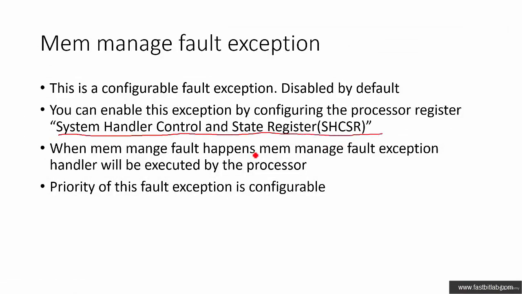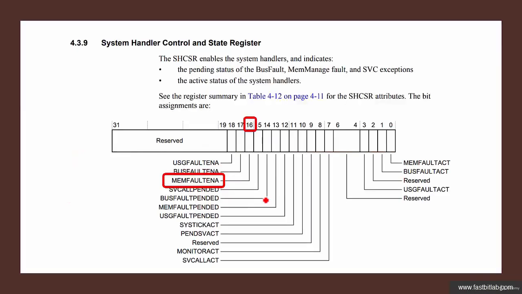System Handler Control and Status Register, SHCSR. This is a processor specific register which you can find in System Control Block, SCB. When mem-manage fault happens, mem-manage fault exception handler will be executed by the processor, and priority of this fault exception is configurable. Here is a register, System Handler Control and Status Register. You have to touch 16th bit here in order to enable this exception.